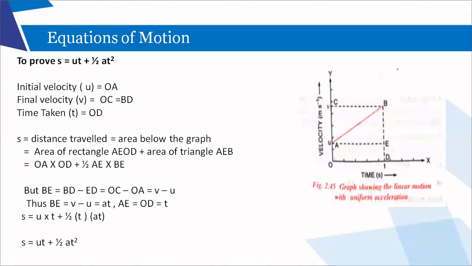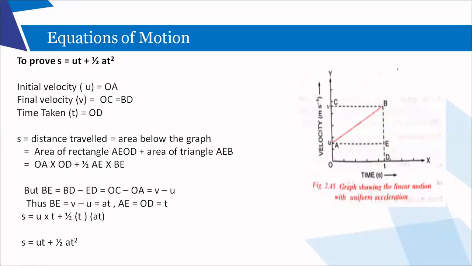Now, BE is equal to V minus U, but we have already proved in the previous example that V equals U plus AT. So V minus U is equal to AT. That we already know. So BE equals V minus U, which is equal to AT. So what value are you going to take for BE? You have to take the value AT. Okay, how did I get the AT? Again, I will tell you.